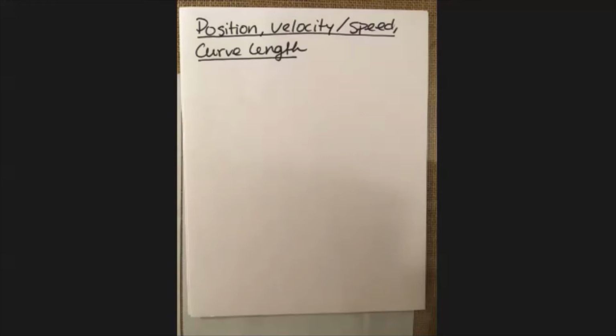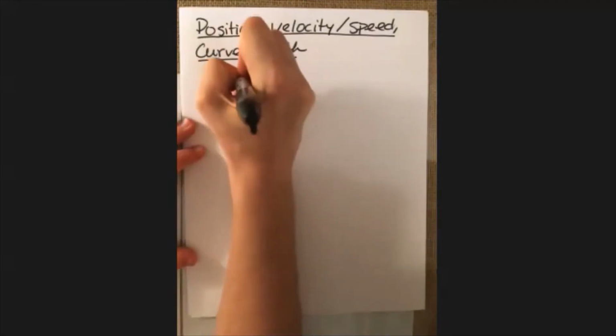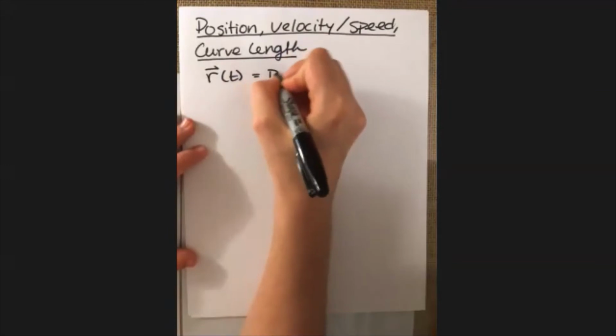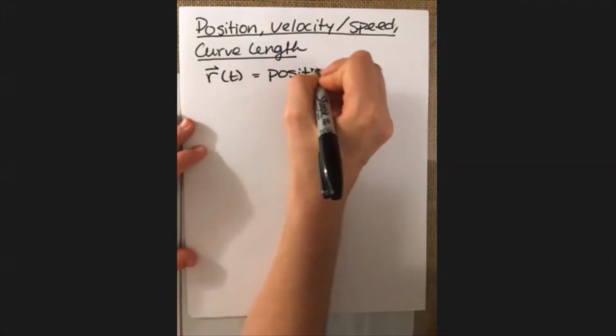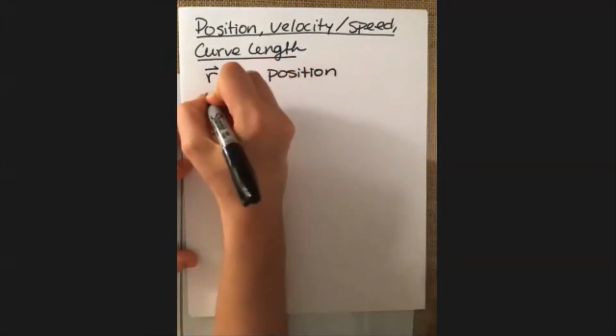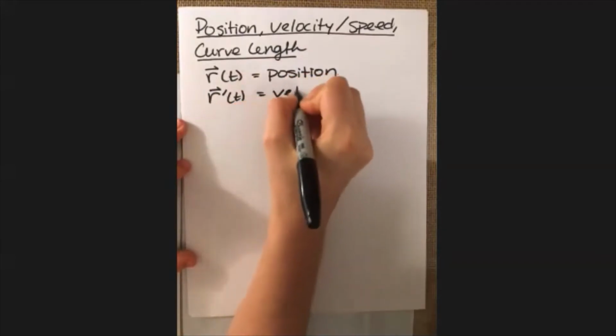In this video, we're going to talk about examples for working with position, velocity, or speed, and curve length when we're talking about parameterized vector-valued functions. Generally speaking, if we have a parameterized vector-valued function r of t, this is going to give you position. And since change in position is the velocity, when we take the derivative of r of t, that's just velocity.